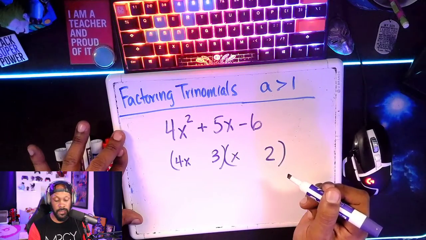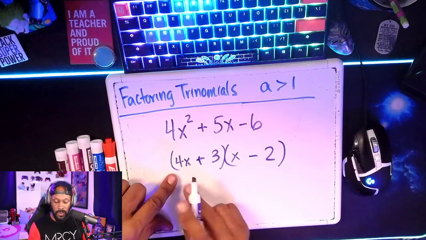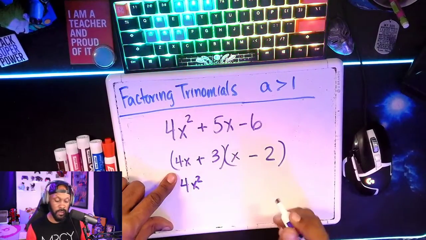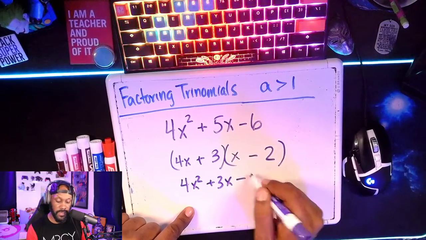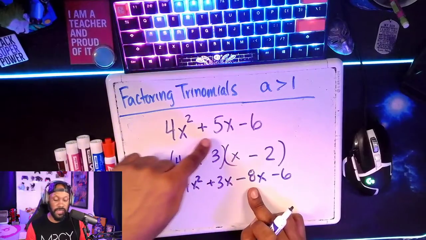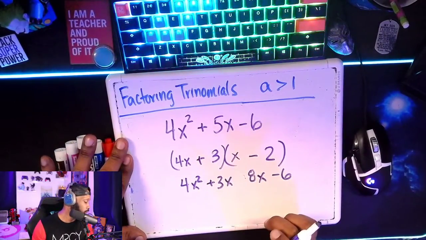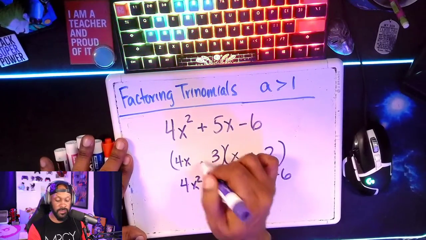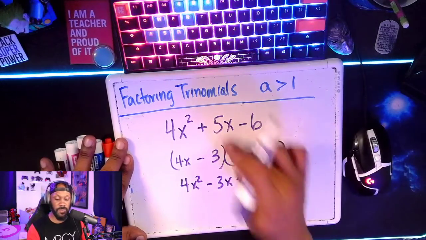I'll make this negative and this positive. And just test it out. 4x times x, 4x squared, 3x, minus 8x, minus 6. And yep, 3x minus 8x. Oops, actually, I got my signs backwards. So that lets me know it should be this. So I get a negative here and a positive here to get the positive there.